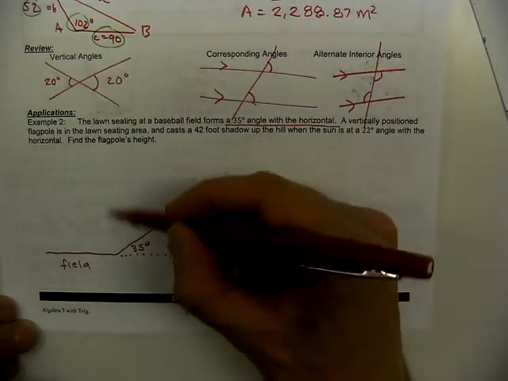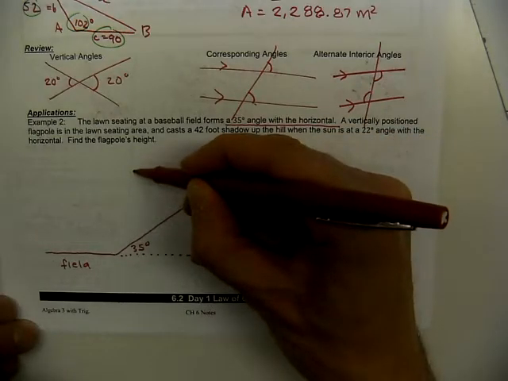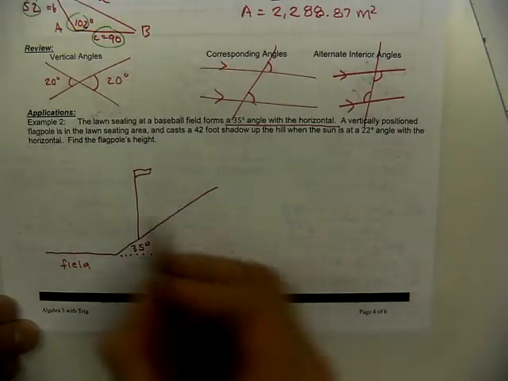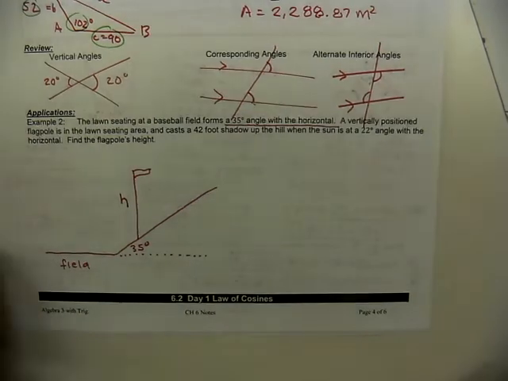So where does the flagpole go? Here or here? We're not really sure, so we'll just pick a spot and say, that's my flag. There it is. We do want to find the flagpole's height, so I'll go ahead and put an H on that side.